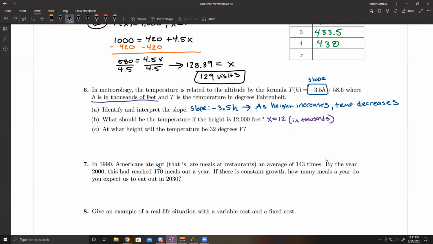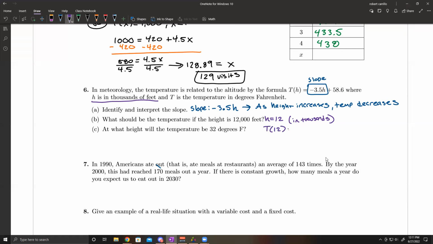So what we're going to do, oh, sorry, not x. I shouldn't say x. In this problem, it is H for height. H is 12 in the thousands. So all we have to do here is say T of 12. We take 12 and plug it into H in this function.